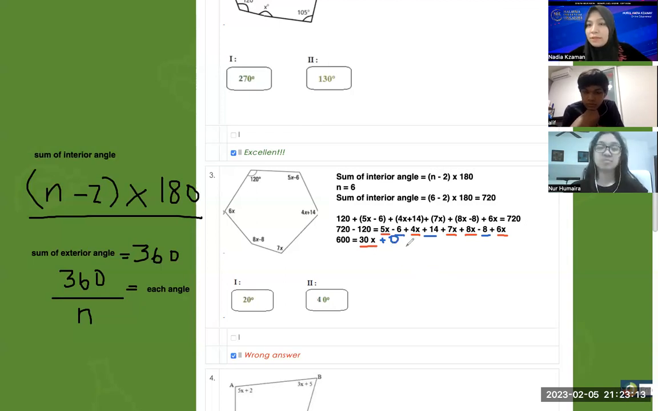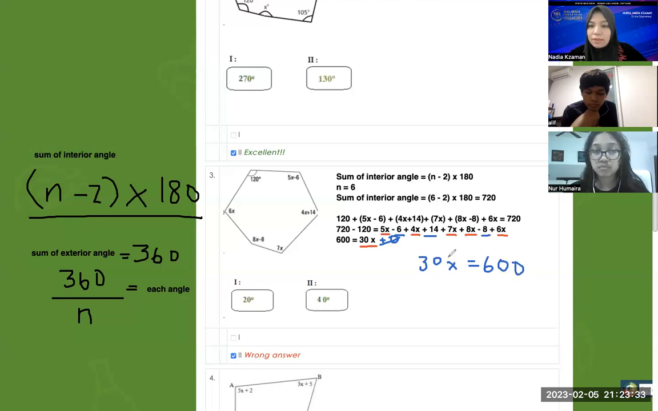So 30x plus 0 here. So 0, no need to put. So we have 600 equal to 30x. So 30x means 30 times x equal to 600.